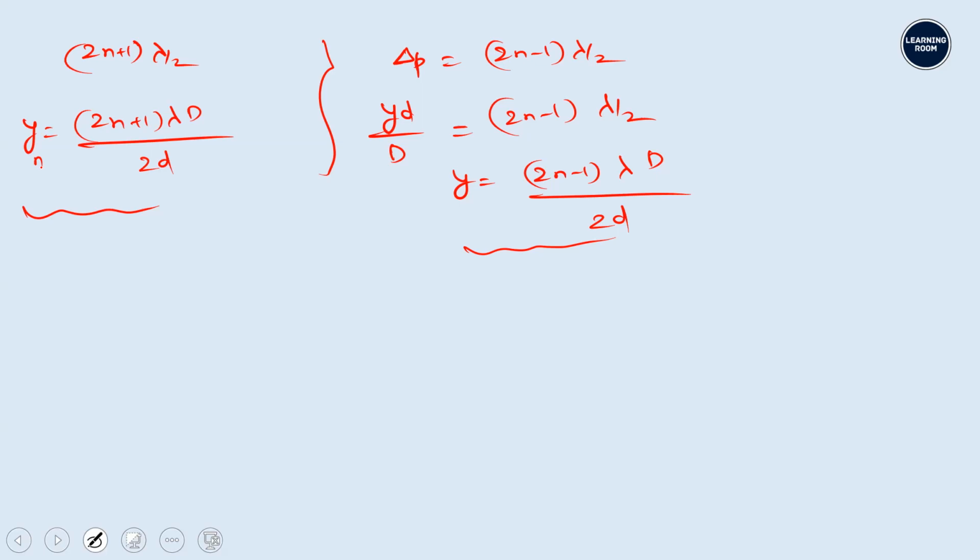In a similar way, if I put n here, then if I put n equal to 1, what will I get? 2 minus 1, so lambda into capital D divided by 2d. That is giving me the first dark spot. So here, the subscript n makes sense, because the number you put here gives the corresponding dark spot. If I put n equal to 2, what will you get? 4 minus 1, so 3 lambda into capital D divided by 2d.